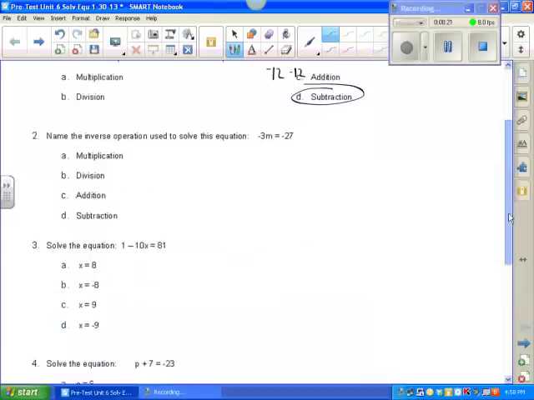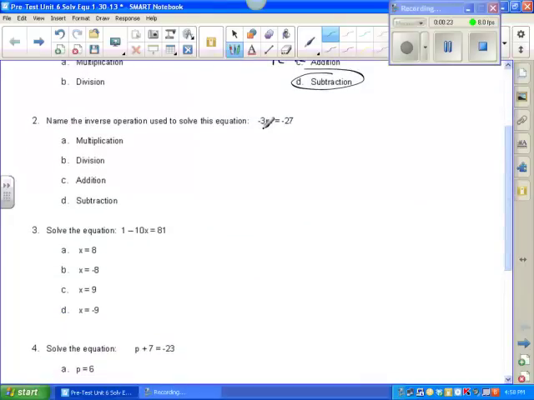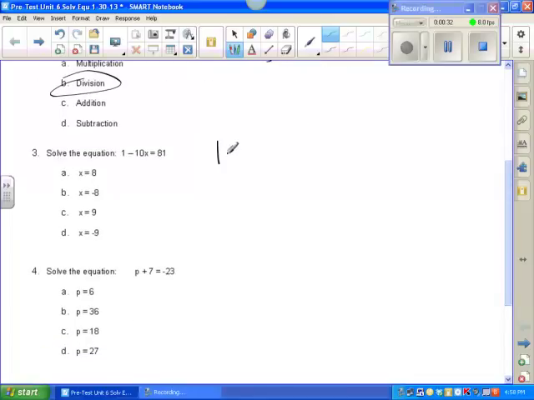Number two, name the inverse operation used to solve this equation. We know a number next to a letter means multiply, so the inverse operation would be dividing by negative 3. Okay? All right, number three, we have 1 minus 10x equals 81.